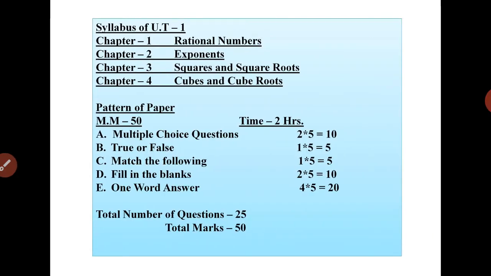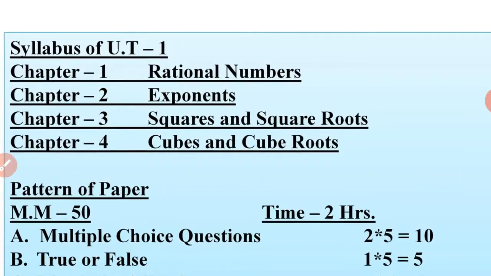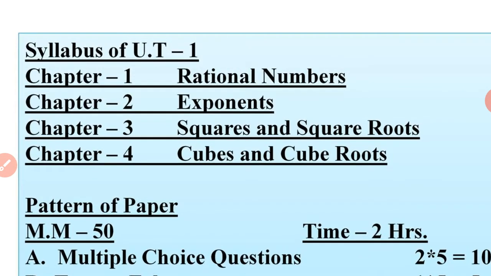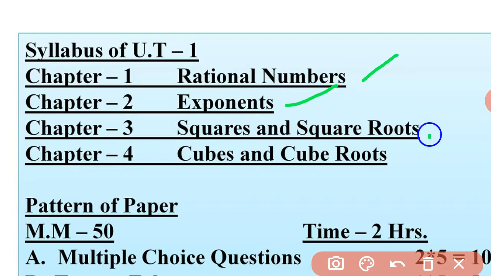First of all, I would like to discuss your syllabus of UT1. There are 4 chapters: chapter 1, rational numbers; chapter 2, exponents; chapter 3, squares and square roots; and chapter 4, cubes and cube roots. These 4 chapters are coming in your unit test 1.